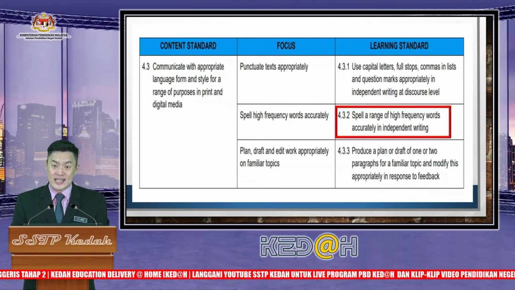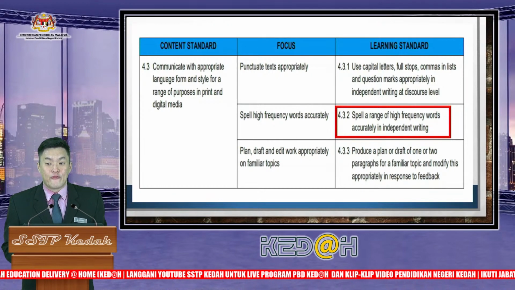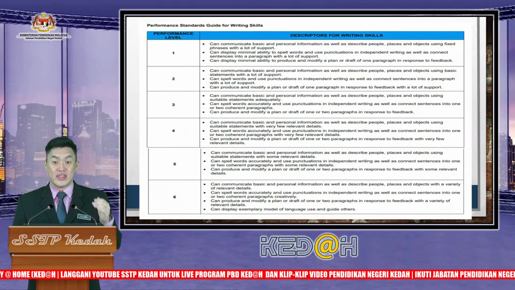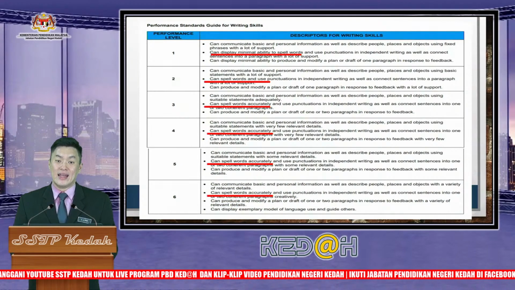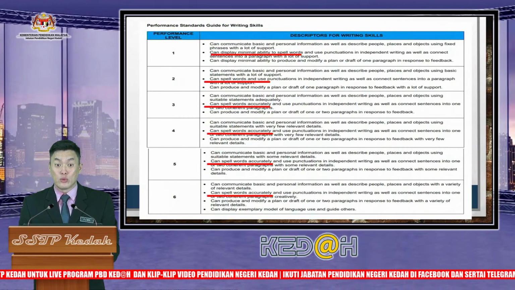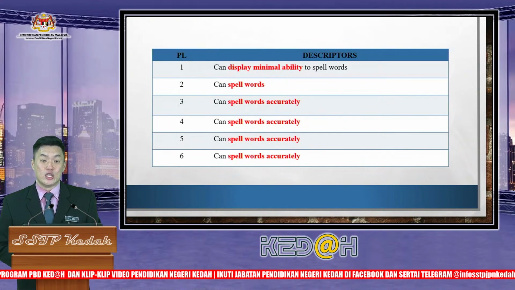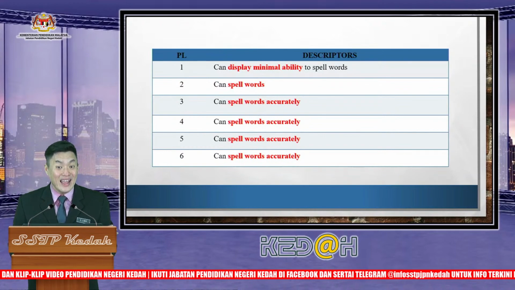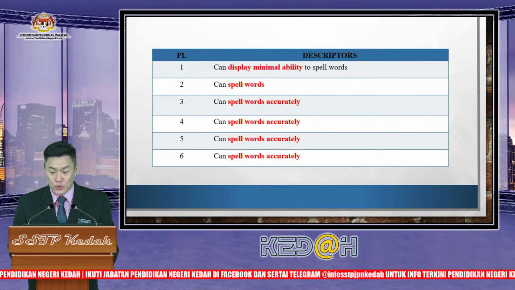And for writing, I was looking at 4.3.2, which is spell a range of high-frequency words accurately in independent writing. And this is the overall descriptors for writing skills. I highlight the areas which link to my learning standard, which is spelling. And this is what I get. Level 1 is display minimal ability to spell words. Level 2 is can spell words. And level 3 to 6 is can spell words accurately.